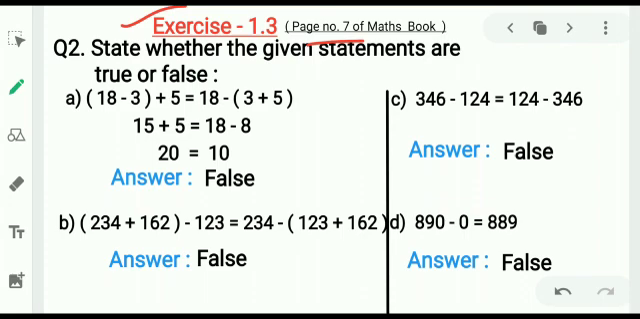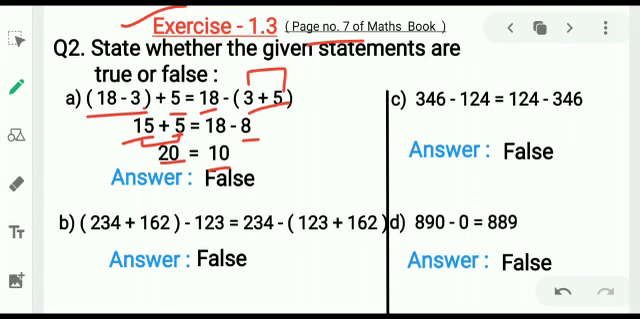The first one is (18 minus 3) plus 5 and 18 minus (3 plus 5). We know that in subtraction, if we change the group, the answer will change. Let's understand it by simplifying it. When we subtract 3 from 18, we get 15, and plus 5 remains the same. When we add 15 plus 5, we get 20. Here 18 remains the same, and when we add 3 plus 5, we get 8, and when we subtract 8 from 18, we get 10.